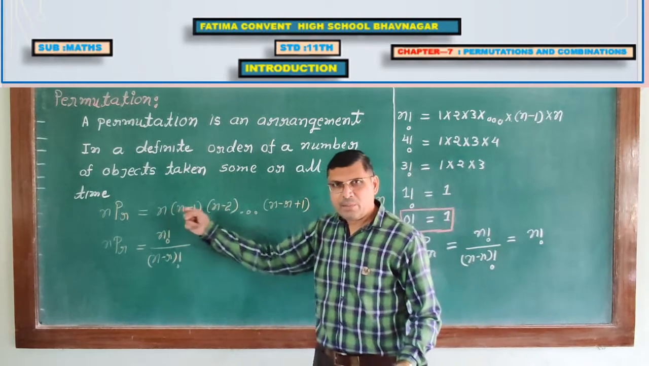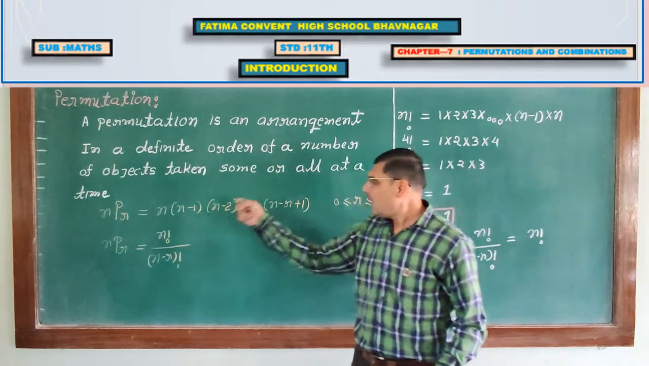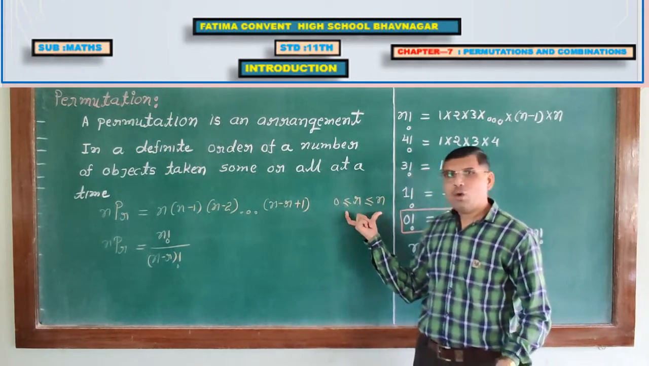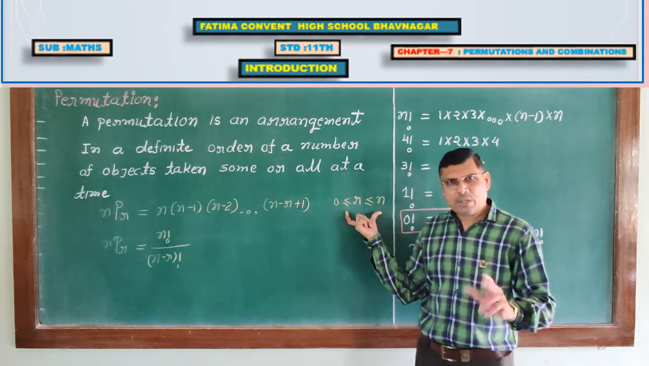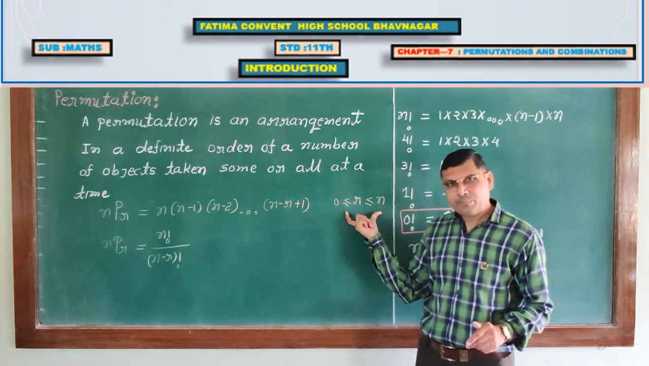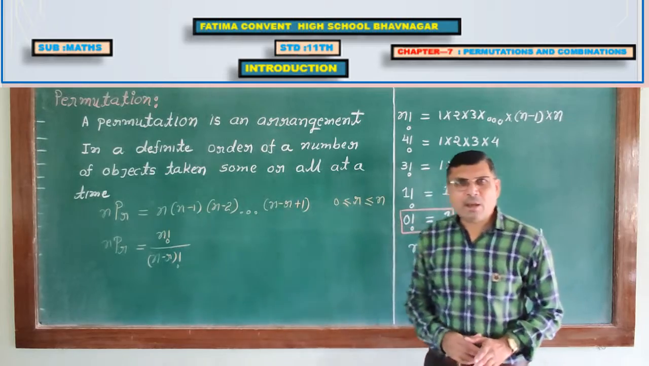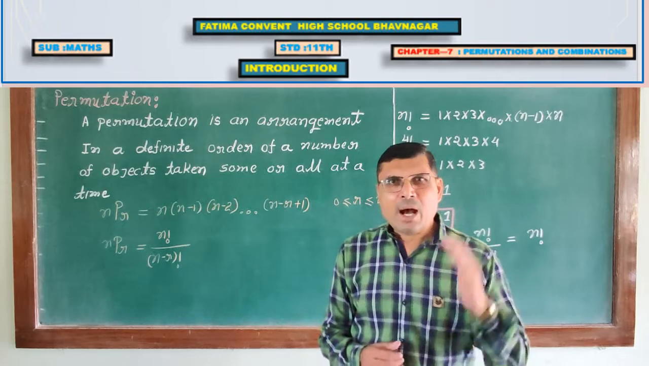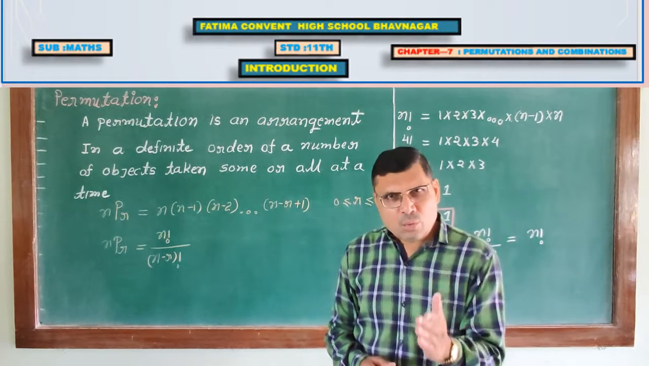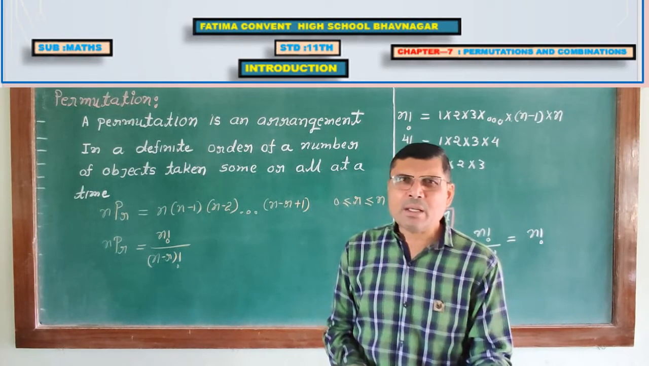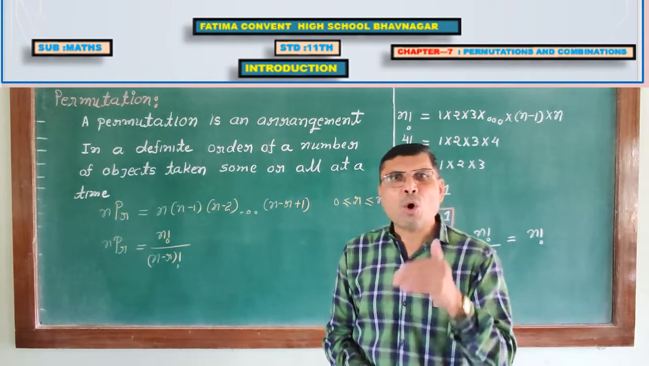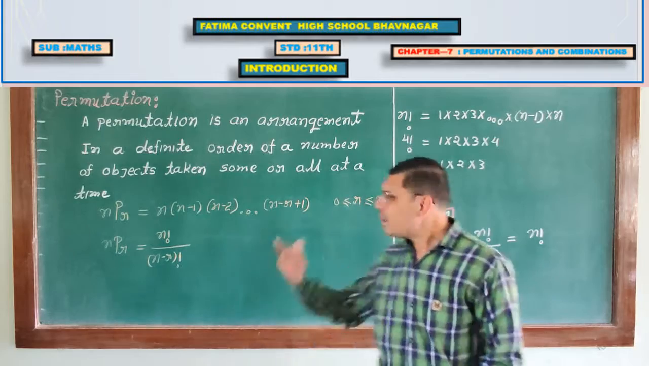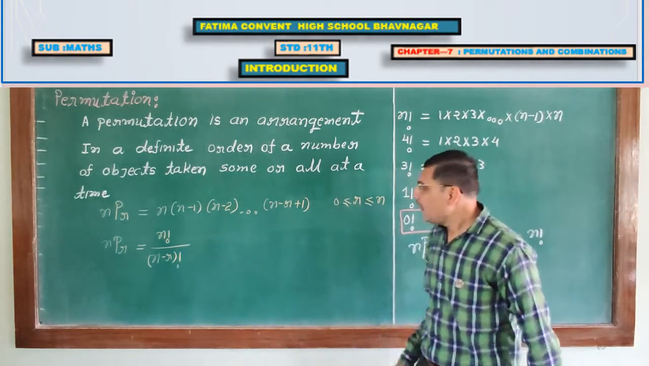So n, n minus 1, n minus 2, up to n minus r plus 1, where definitely the value of r is between 0 and n. Because suppose I have pencils and I want to select 5 pencils out of 10, then definitely the selection is always from 10. It cannot be more than 10. So it is like that.